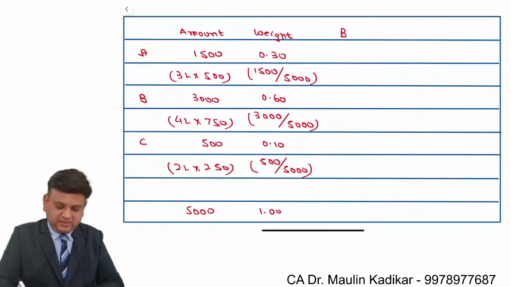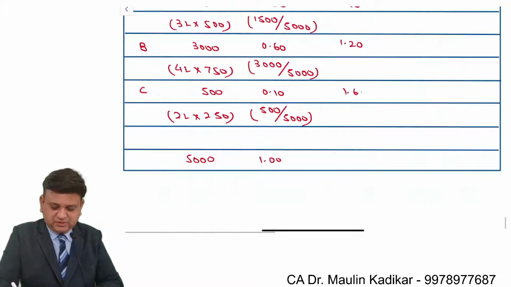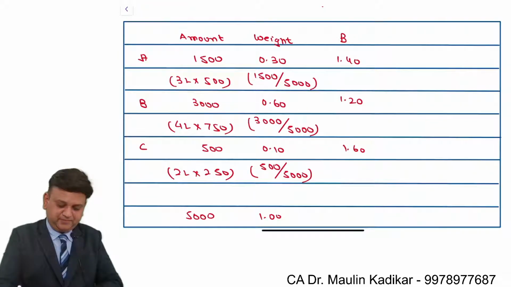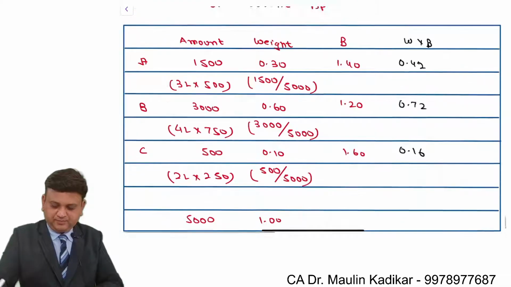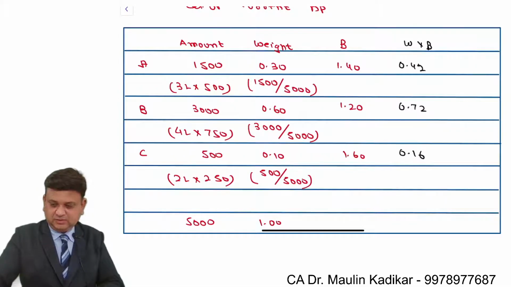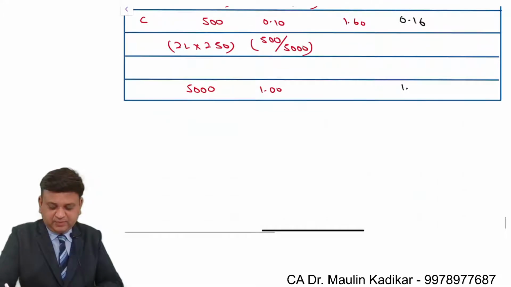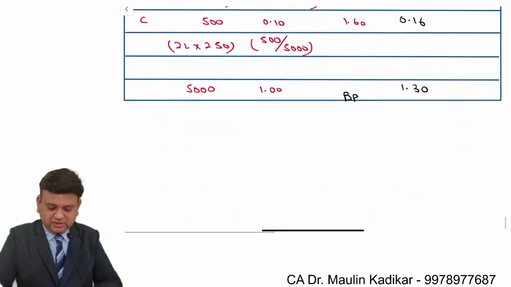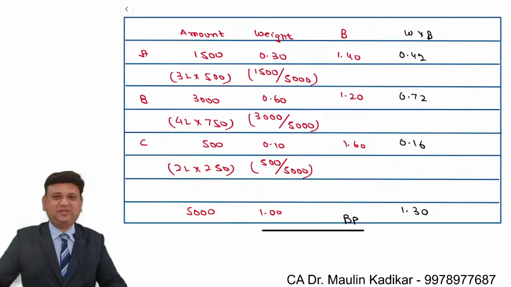Multiplying with the respective beta, 1.40, 1.20 and 1.60. That's it. We understand it's the weight into beta. So it is 0.42, 0.72 and 0.16. So the total is 1.3. तो अभी का जो रिस्क 1.3 बीटा है ना फ्रेंड्स, उसको रिड्यूस करना है. कहाँ तक रिड्यूस करना है? 0.91 तक. ऐसा हमको क्वेश्चन में दे रखा है.